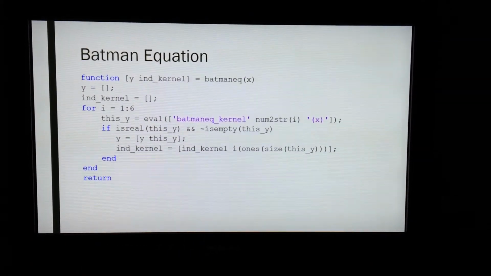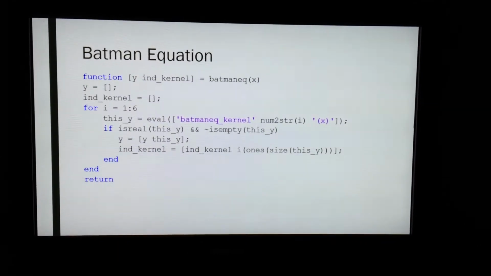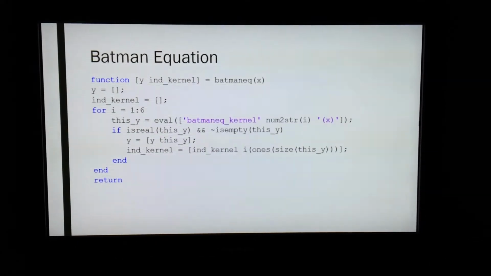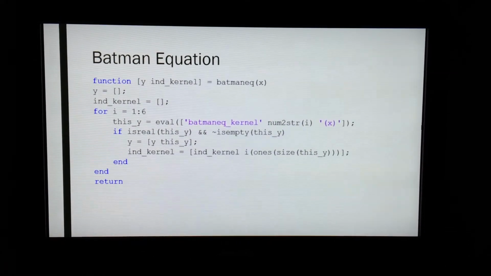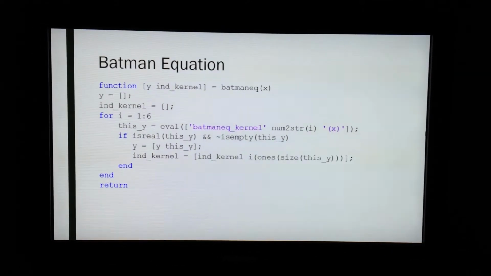So this first slide here creates boundaries for the actual program itself, as well as it defines a function which will be used later in a separate program. So the function being defined is y_kernel equals BatmanEQ(x).